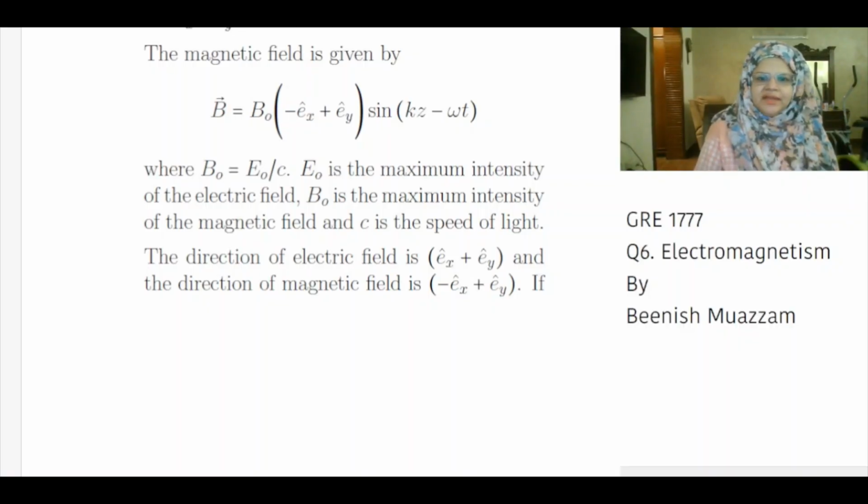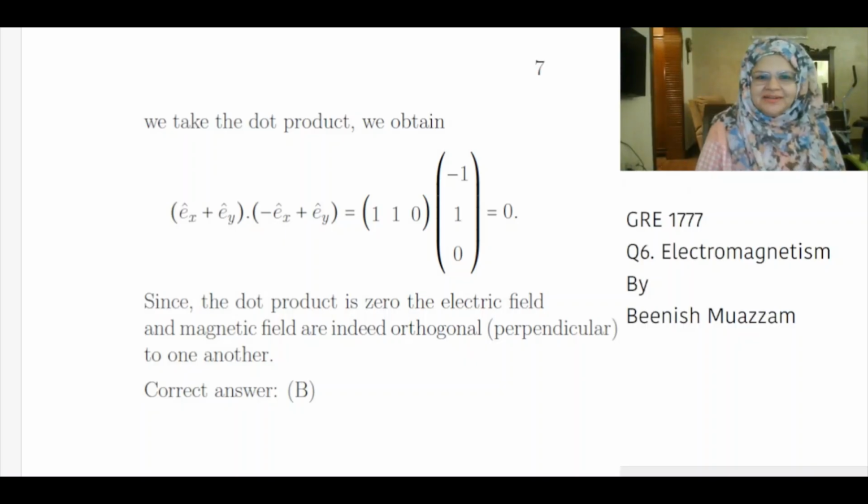The direction of electric field is (x̂ + ŷ) and the direction of magnetic field is (−x̂ + ŷ). If we obtain the dot product of (x̂ + ŷ) with (−x̂ + ŷ), we obtain 0. Since the dot product is 0, the electric field and magnetic field are indeed orthogonal and perpendicular to one another.